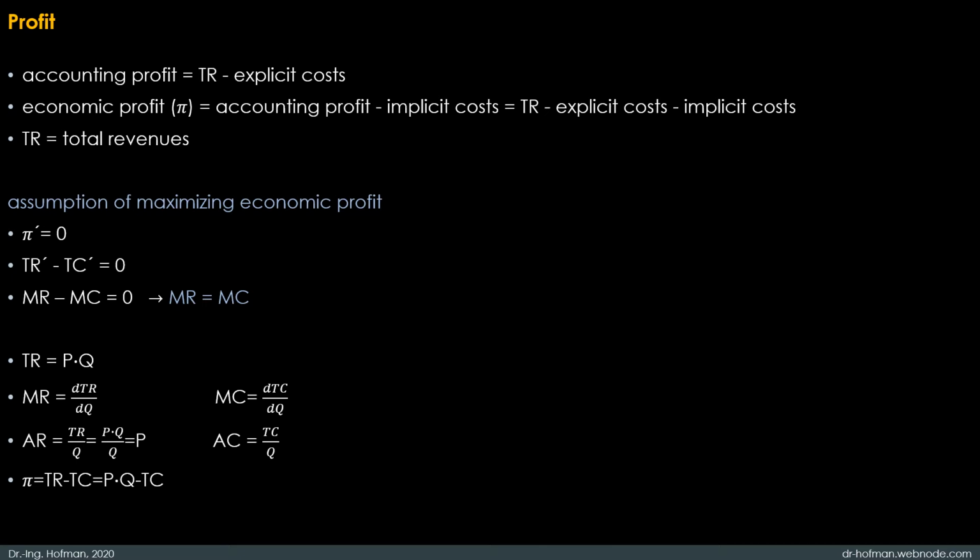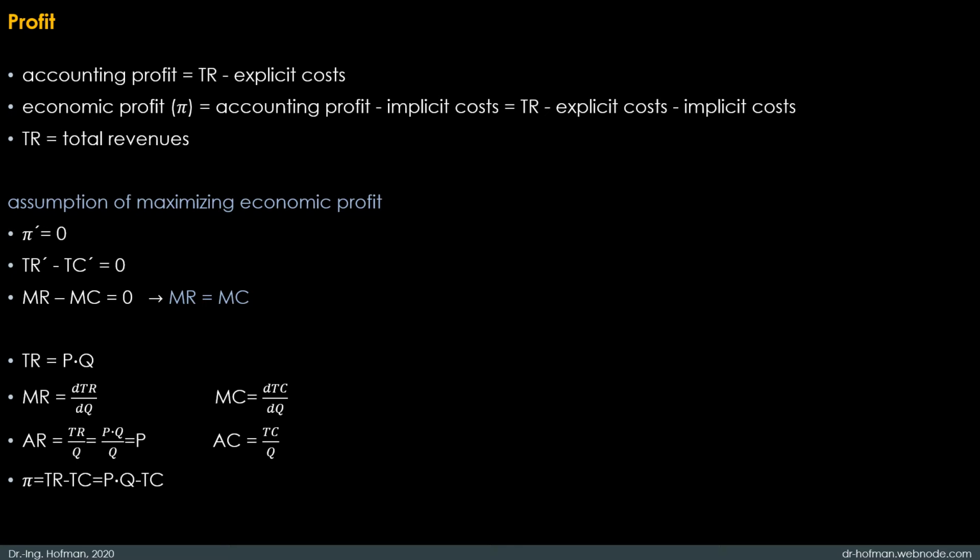And if we use TR, as said, it's total revenues. Let's go to the assumption of maximizing economic profit. Of course, every company in microeconomic theory wants to maximize economic profit, similarly to a consumer who wants to maximize his or her utility.